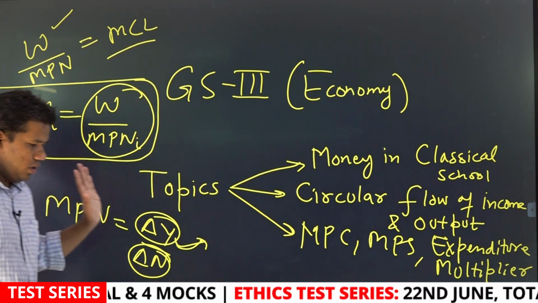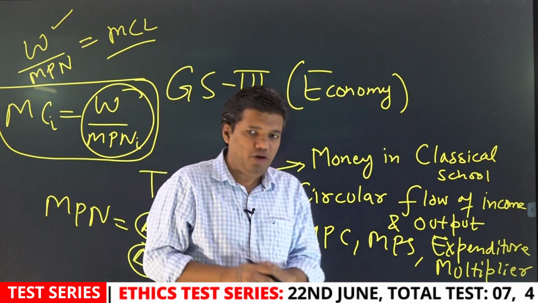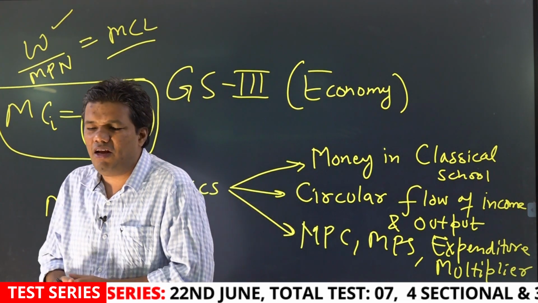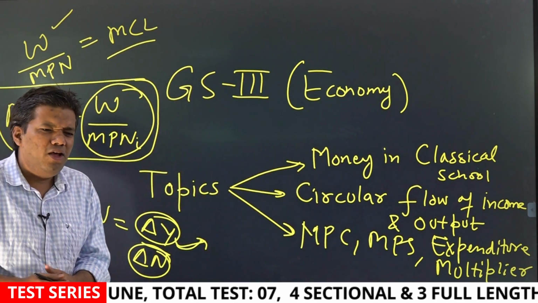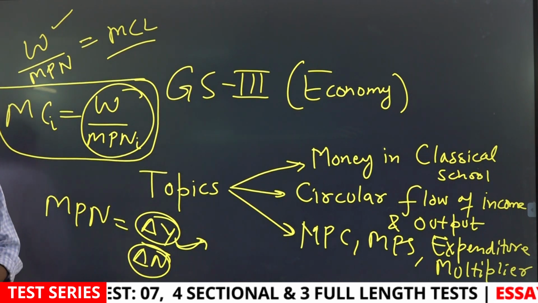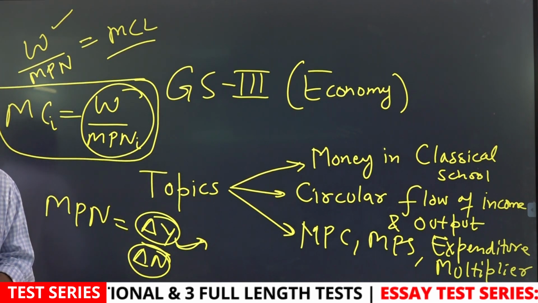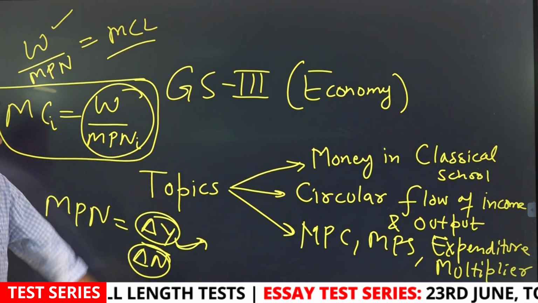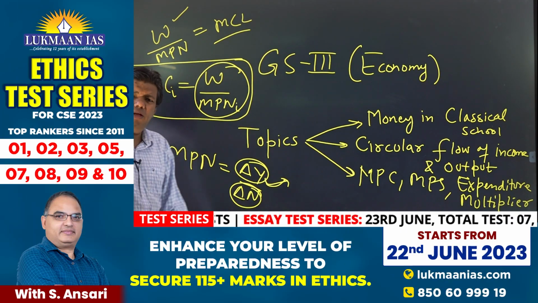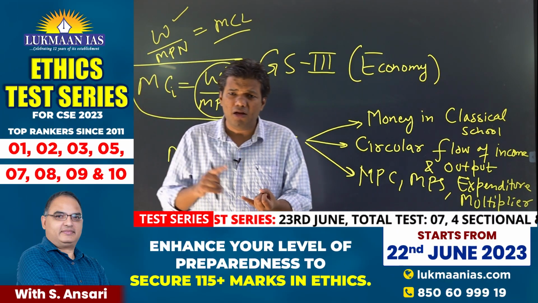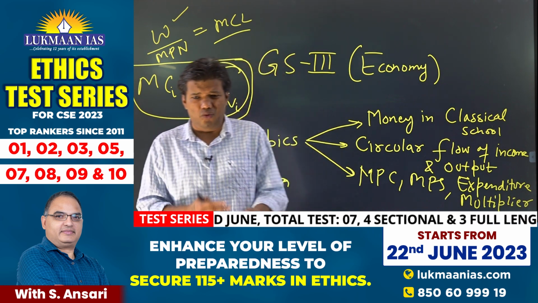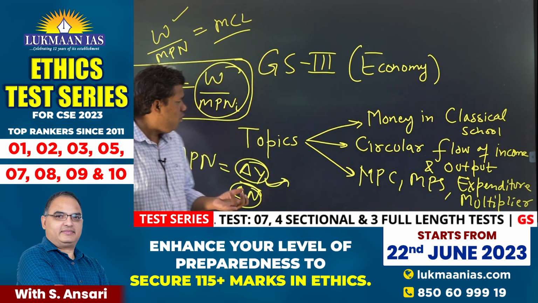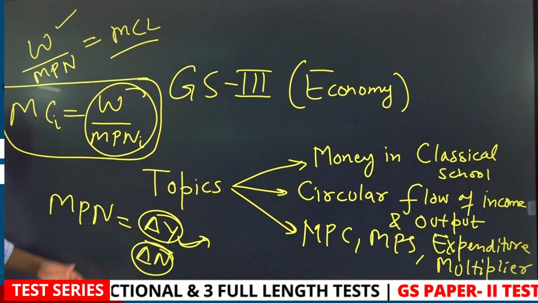You also know that Keynes' principles were mainly against the classical schools. The book he wrote, The General Theory of Employment, Interest and Money, was mainly against the classical school. And who were the main proponents of the classical school? Mainly Adam Smith, David Ricardo, then Professor Pigou.